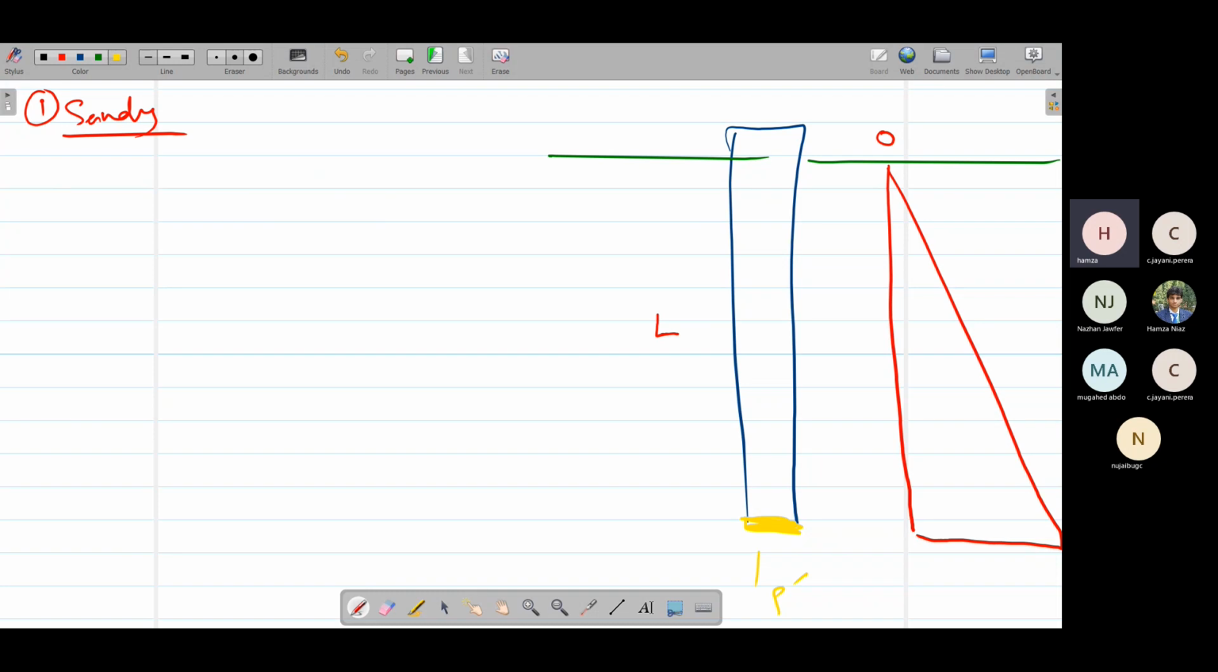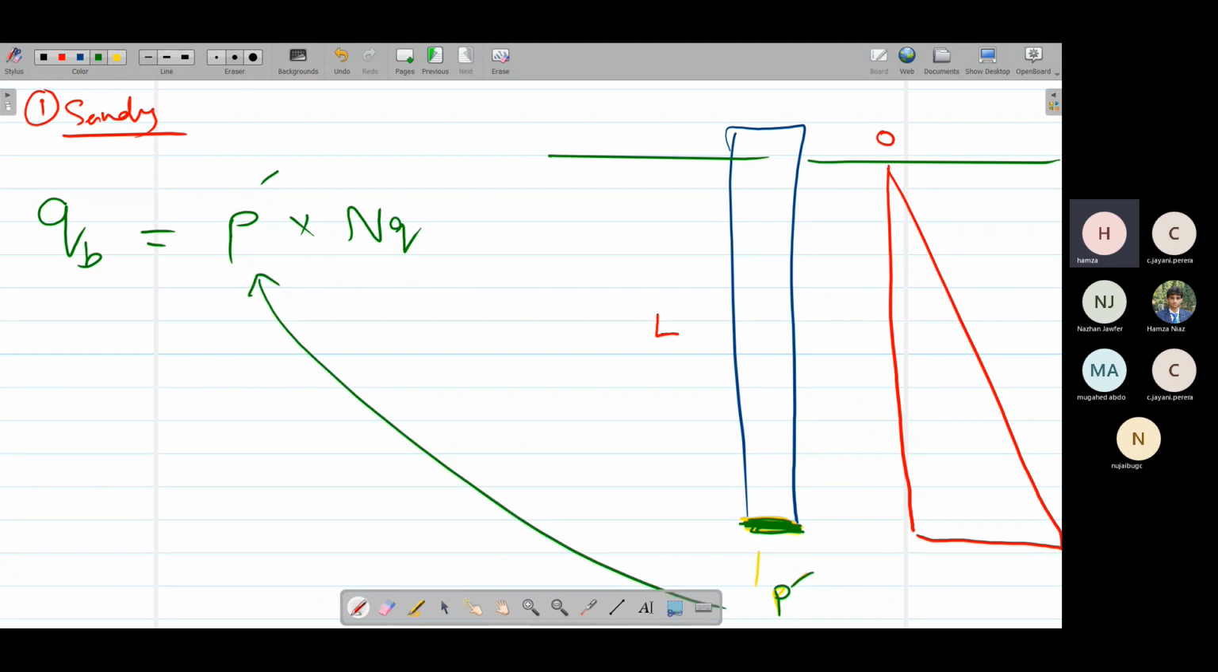So whatever the pressure, we can call the base resistance QB, and it is P dash times NQ. So what is P dash? It is the overburden pressure at the base or at the tip of the pile. It is base resistance, so we'll call the pressure at the tip of the pile P dash. Whatever it is at the tip of the pile, that is our P dash.